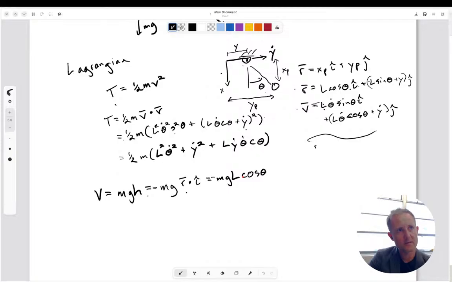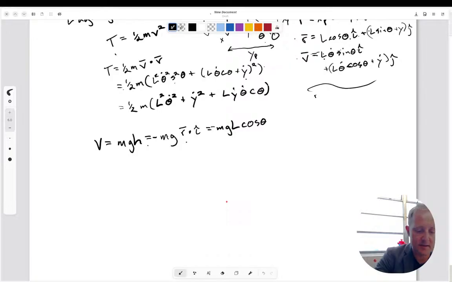Is it negative? Yep. Because the gravity is acting down. So the more we go up along the x-axis, the more potential energy we have as we kind of come back down. All right, cool. So we're making some progress.